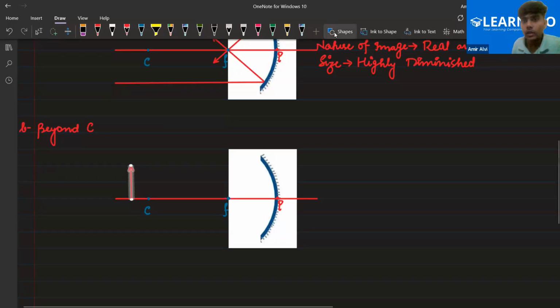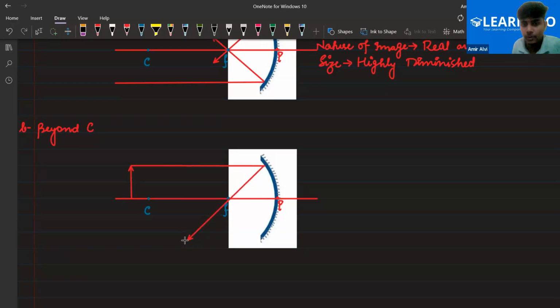Now the first light ray will always be parallel to the principal axis, and where will it go after the reflection? Focus. Yes, very good, Umair. It will pass through the focus.